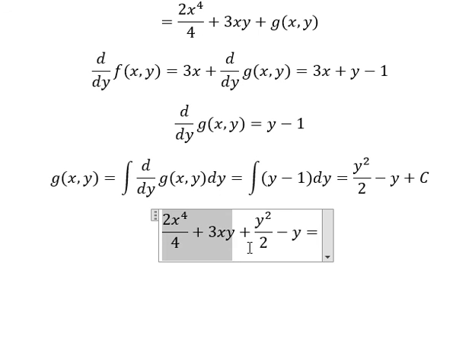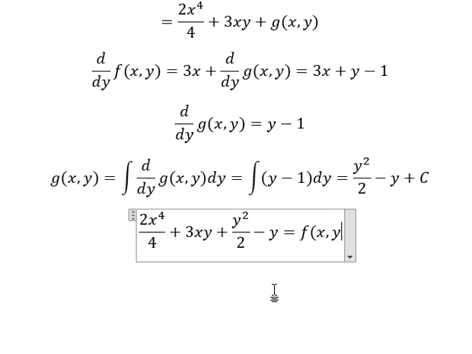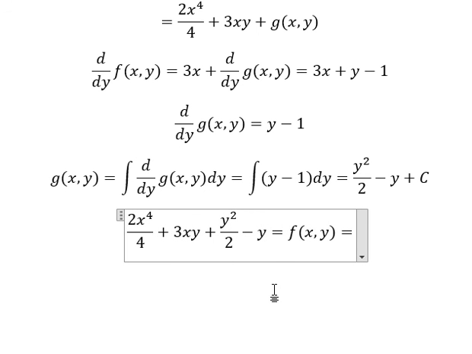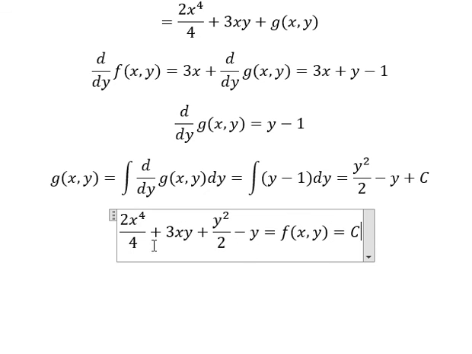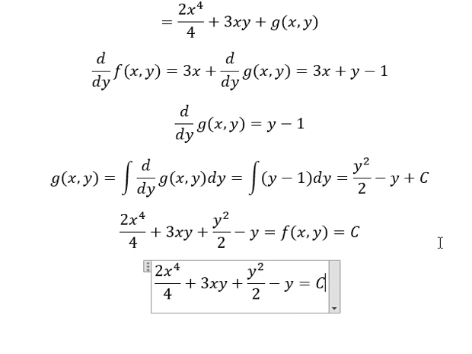And we know that this one is f(x, y). f(x, y) equals c. And now we simplify like this. Number 2 simplifies with number 4.